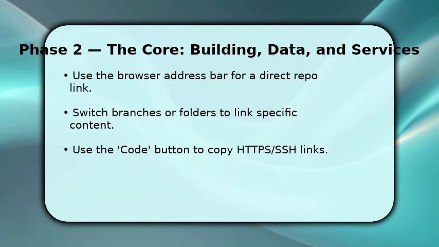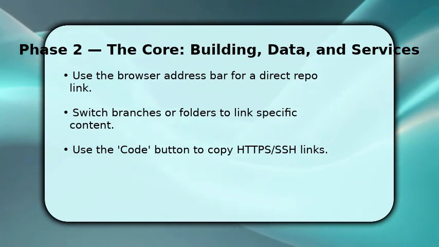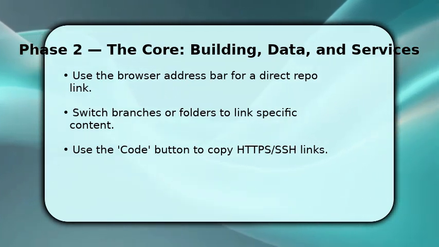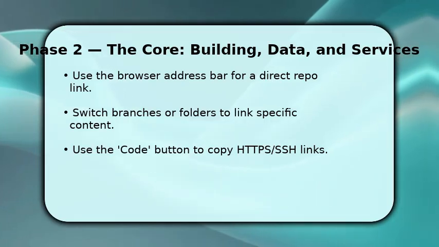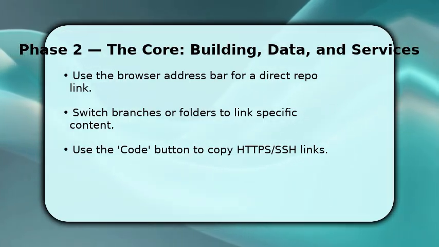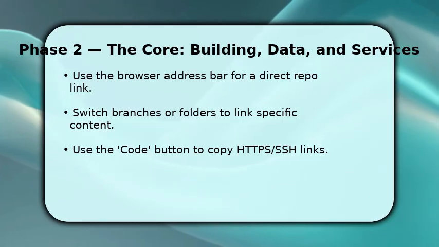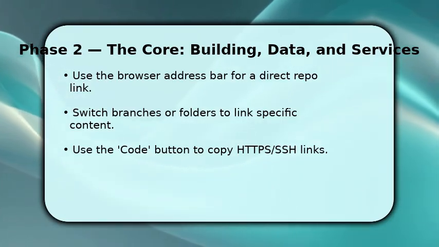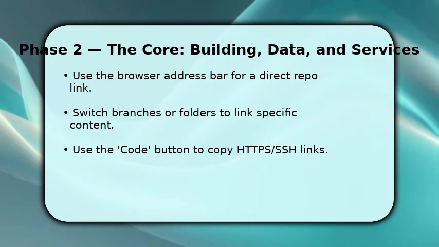Once on the page, look at the browser address bar. That URL is the primary link to share. If you want a specific file or folder, click into it and wait for the address to update. Branches and commits change the path, so switch to the desired branch first and then copy.